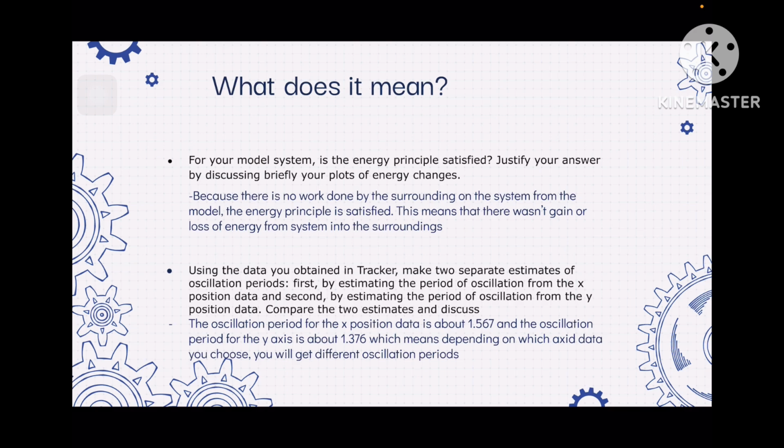The second part: using the data you obtained in Tracker, make 2 separate estimates of oscillation period, first by estimating the period of oscillation from the x position data, and second by estimating the period of oscillation from the y position data, and then compare the 2 estimates. The oscillation period for the x position data was calculated to be about 1.567, and the oscillation period for the y position is about 1.376, which means that depending on which axis data you choose, you will get different oscillation periods.